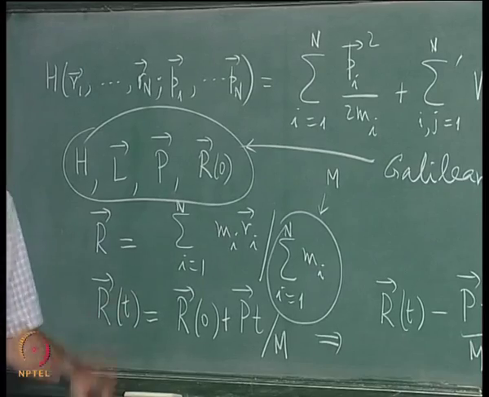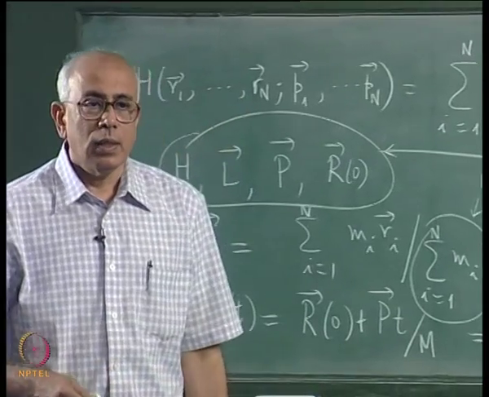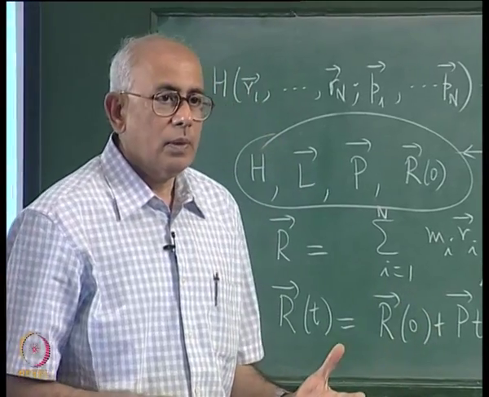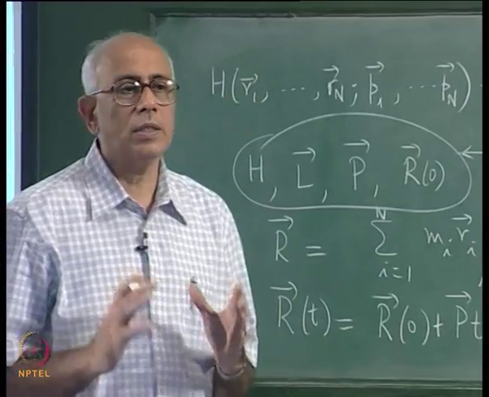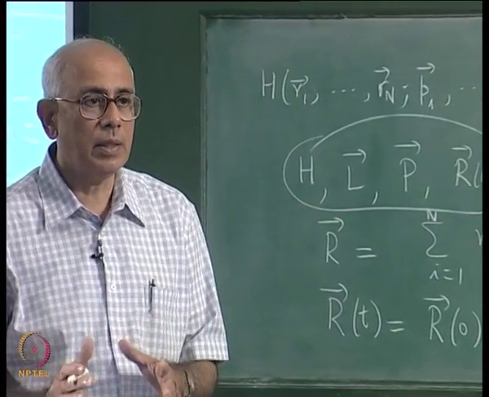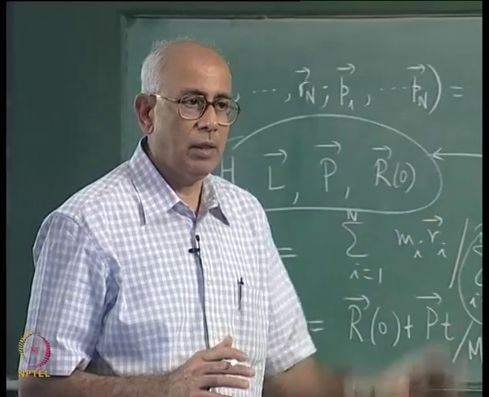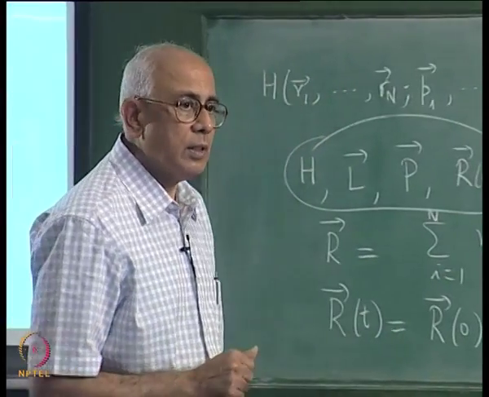So in general the point I was making was that a given dynamical system generically, typically has far fewer constants of the motion which you can find explicitly than the actual dimensionality of the phase space. This is the typical case.